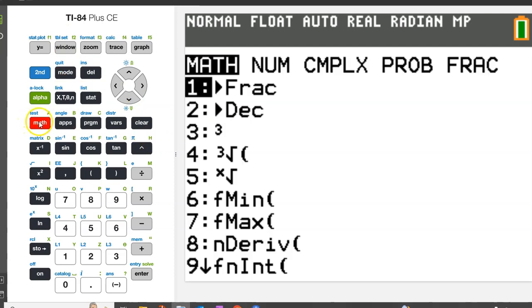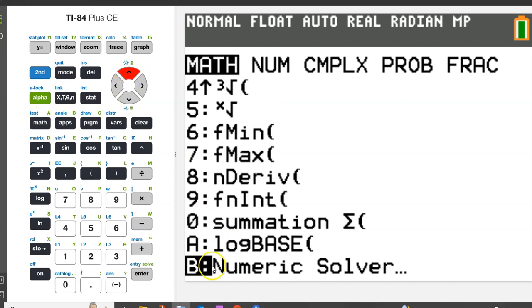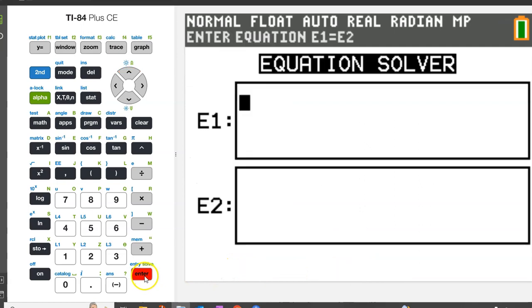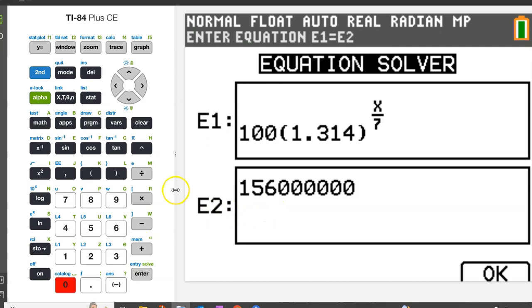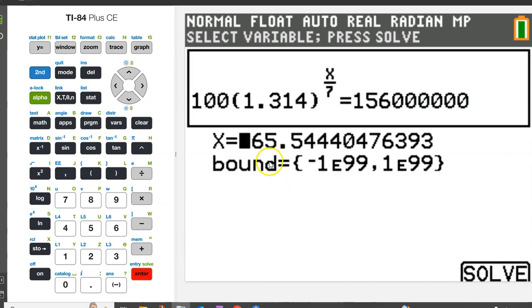So hit the math button and scroll up because numeric solver is the last option. Hit enter. Type the left side of the equation in as equation 1 and put the right hand side of the equation in as equation 2. Once you have it all typed in, it should look like this. Just hit enter. Kabam!